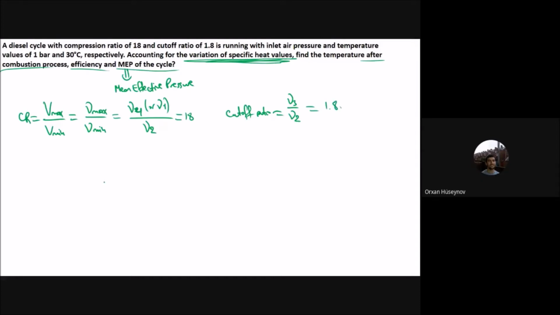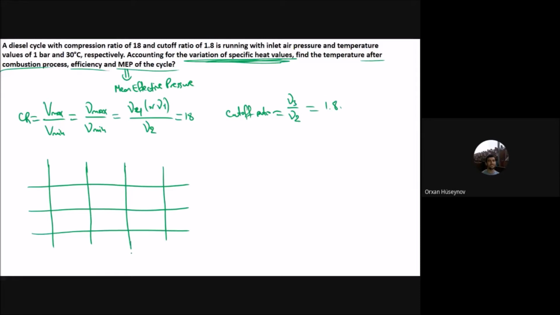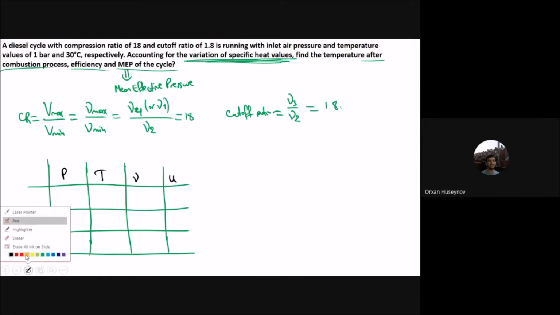Now, what I will do is draw a table here to see which values I know and which values are unknown. And I will also use Gibbs phase rule, which says that you have to know 2 independent intensive properties to find any third one. Now, let's do it. So you will have pressure, temperature, nu, internal energy, and also entropy. This is also important for this cycle.